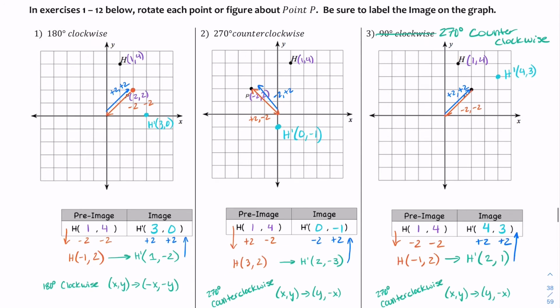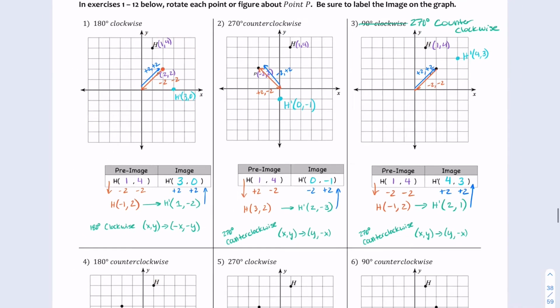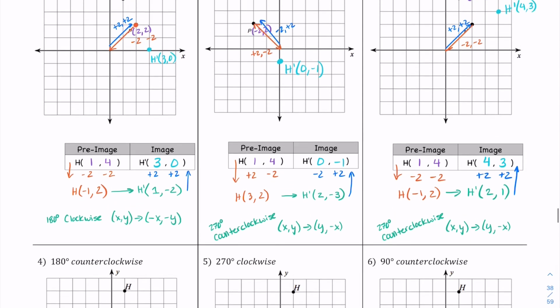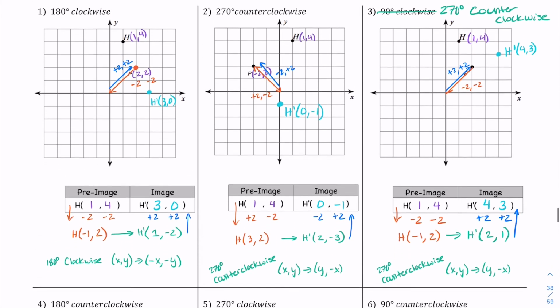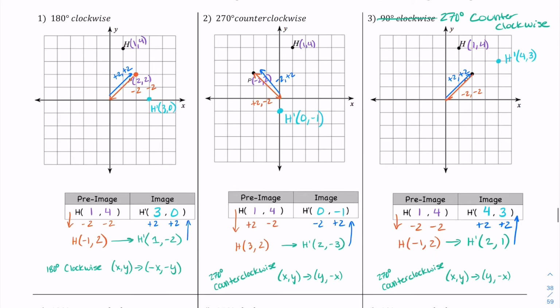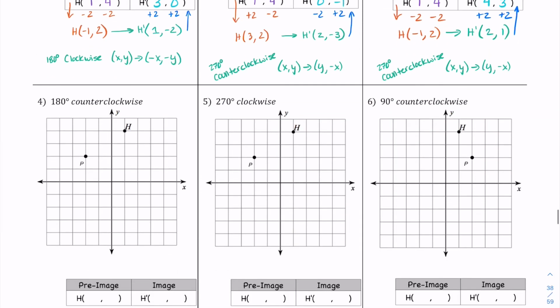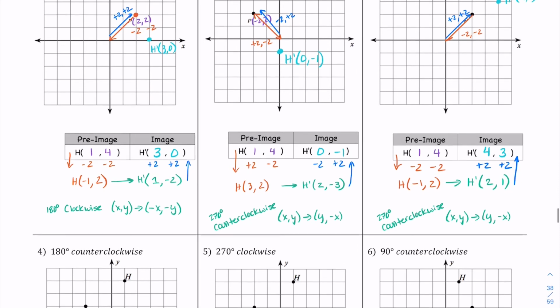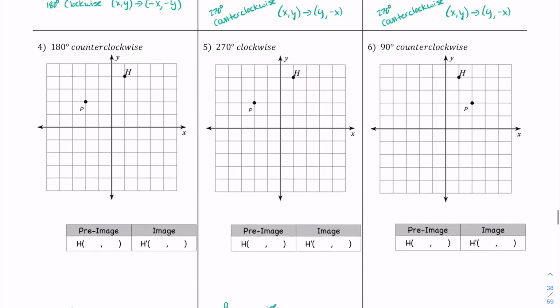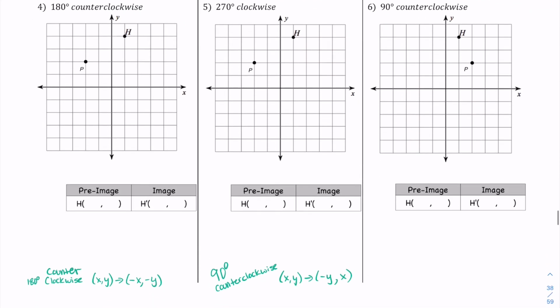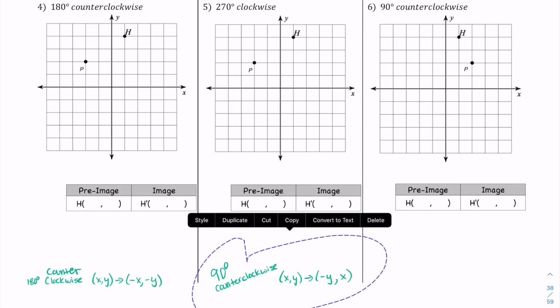Wait, did I have that? I had 270 counterclockwise. I now have 90 counterclockwise. I have 180, 180 both directions, and then I have 270 counterclockwise, and this one's 90. Yeah, well, it's the same rule as this one, so I'll just copy and paste this over.